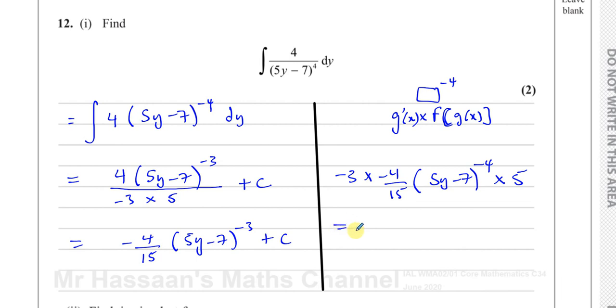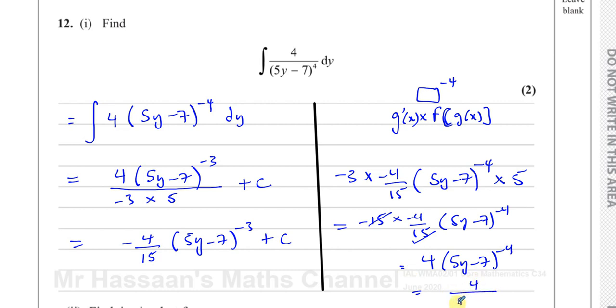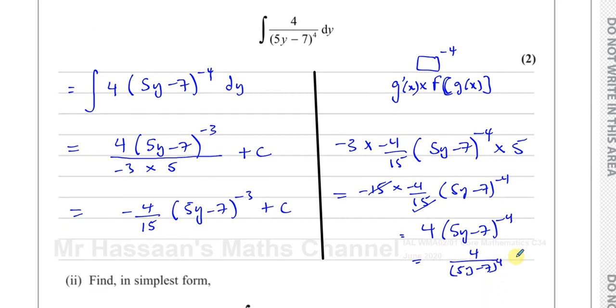And we'll see what happens here: you're going to have minus 3 times 5, which is minus 15, times minus 4 over 15, times 5y minus 7 to the power of minus 4. And the plus c, of course, becomes 0. They cancel out, minus and minus is plus. You're left with 4 times 5y minus 7 to the power of minus 4, which you can rewrite as 4 over 5y minus 7 to the power of 4, which is exactly what we started with.